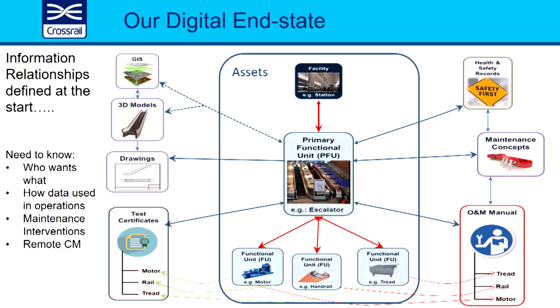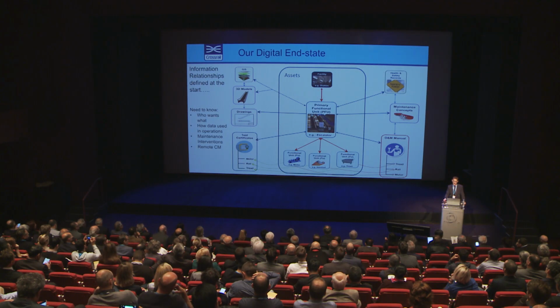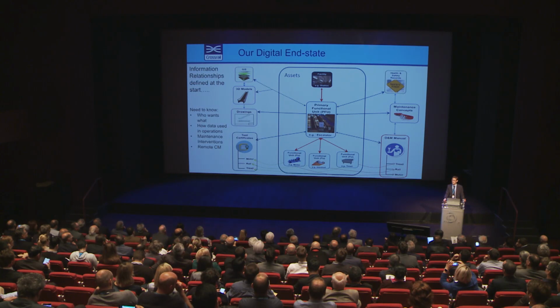If we look at an asset breakdown, this is a facility, in this case a station, and in this case Farringdon Station. If we go further down to a primary functional unit, which is an escalator, the information about that will be held in the GIS, it will be held in 3D models, it will be held in as-built drawings, which are PDFs. You'll have health and safety records about that, maintenance concepts, test certificates, etc.